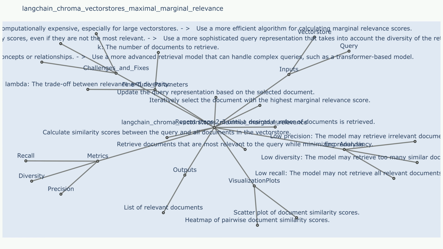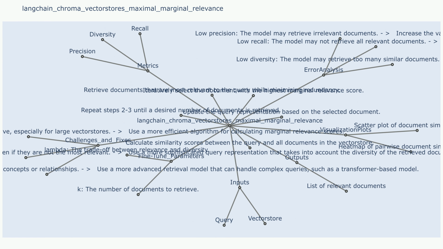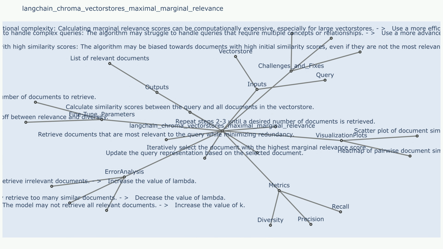Visualization plots. Relevance vs. diversity plot: this plot visualizes the relationship between relevance and diversity scores for each document. It can help in understanding the trade-offs made during the retrieval process. Document clustering: clustering algorithms can be used to group similar documents based on their embeddings. This visualization provides insights into the relationships between retrieved documents and their overall diversity.